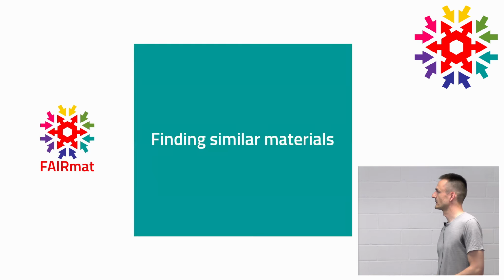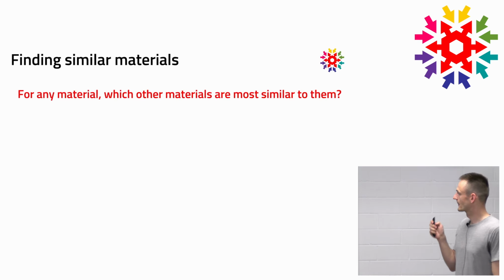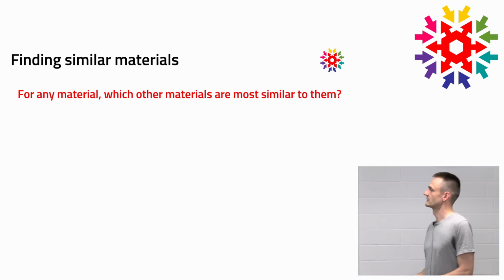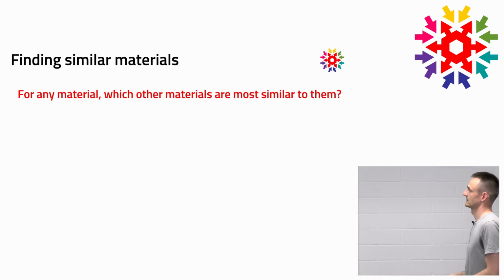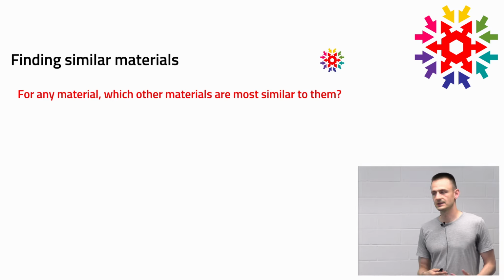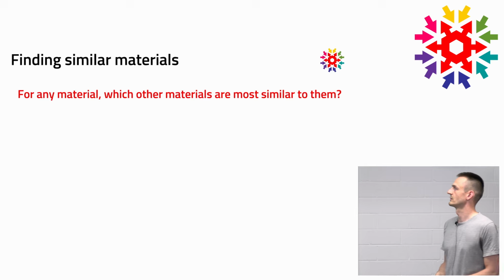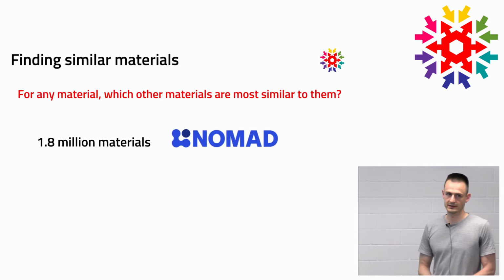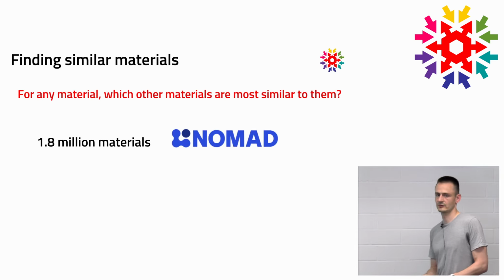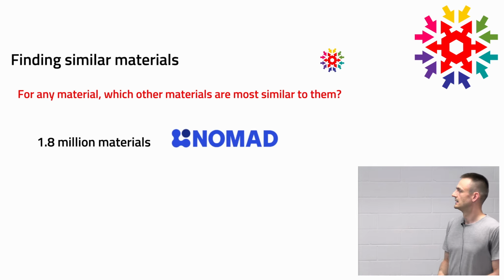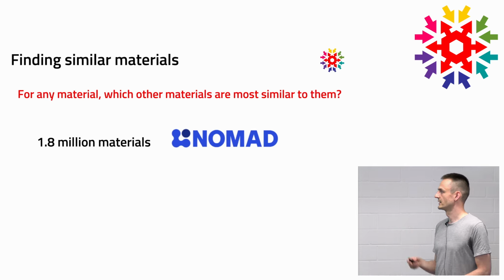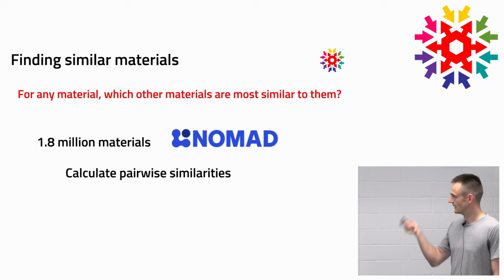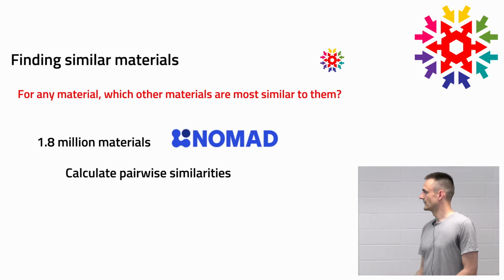Next, finding similar materials. It's a short example, but it comes with a most interesting question: for any material, which other materials are most similar to it? When you look at a large amount of data, maybe it's one of the first questions that you might ask yourself. In order to answer this question, we went to NOMAD. We picked 1.8 million materials that had electronic density of states. This was big in 2019, I think. So this data clearly has changed, but as you will see, we computed all pairwise similarities.